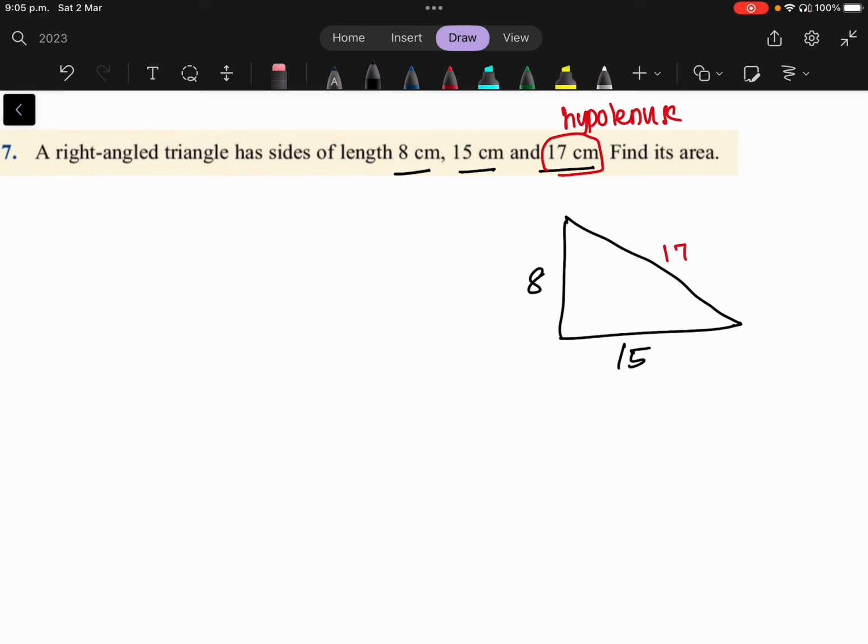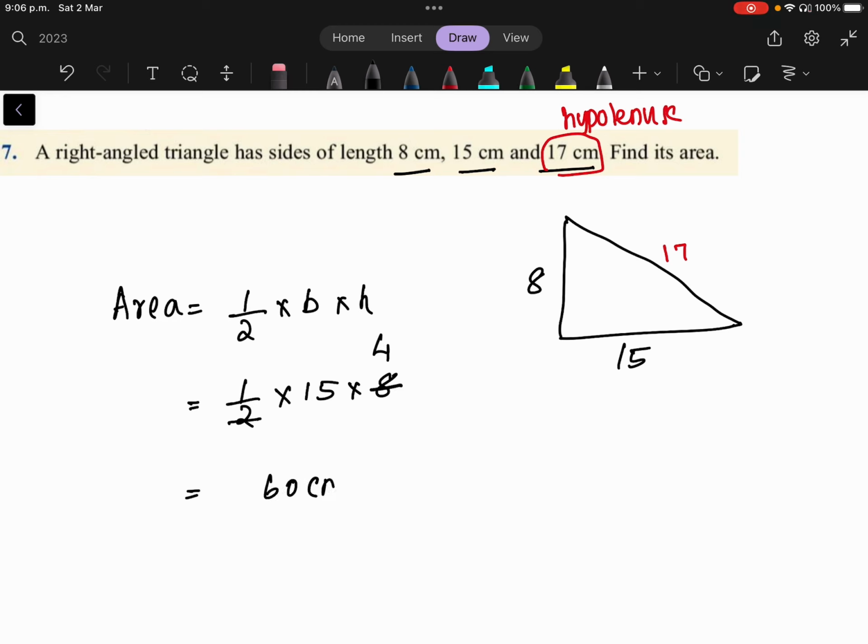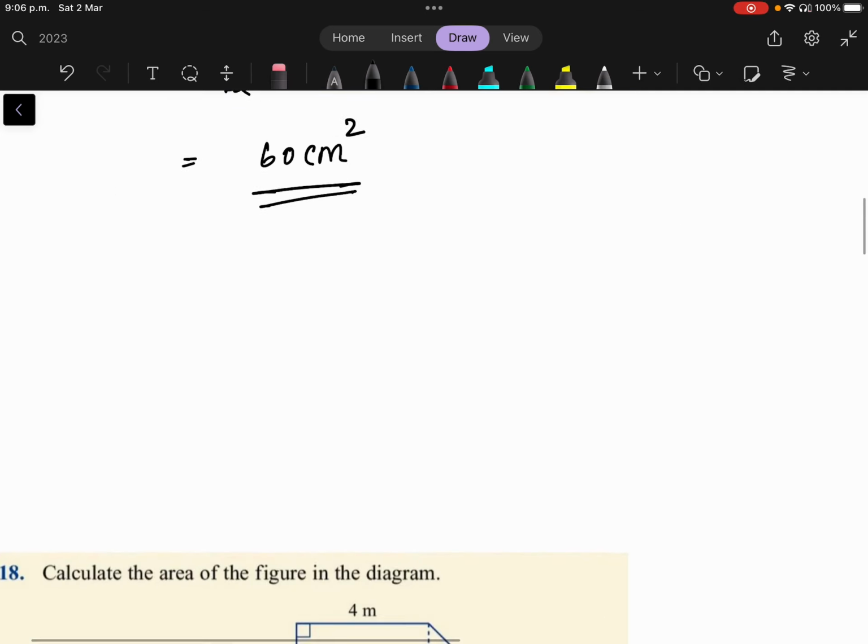So once you have these values plotted out, you know that area is equal to half times base times height. So base is 15 here. So half times 15 times 8, you can just put it into the calculator and get the value, or if you want to simplify this, you will get this value, which is 60 centimeter square. Don't forget to write down the unit.